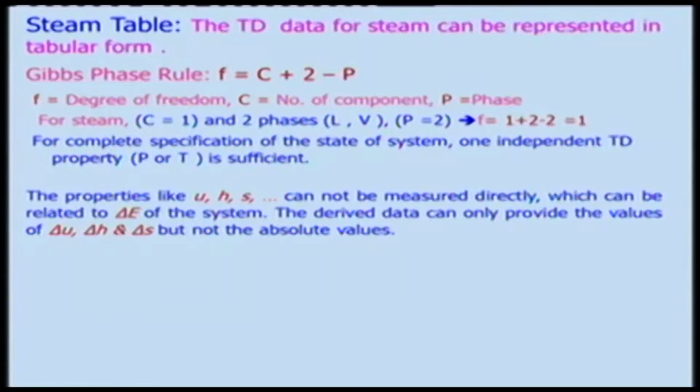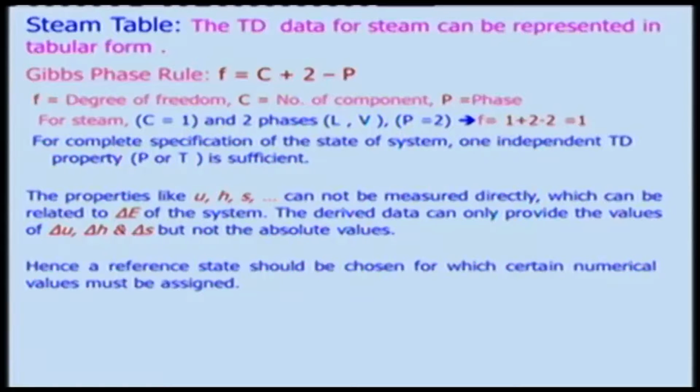However, these properties cannot really be measured directly, as I have told several times, but they can be related to the change of energy of the system. This derived data can provide the values of the change in internal energy, change in enthalpy, change in entropy, but not the absolute values. Absolute values you cannot really assign to these quantities, and hence we need to have a reference state, and certain numerical values must be assigned to it, the way we have done for temperature.